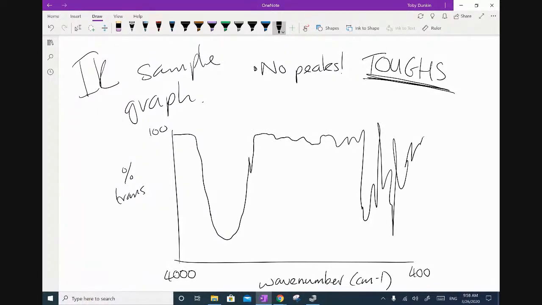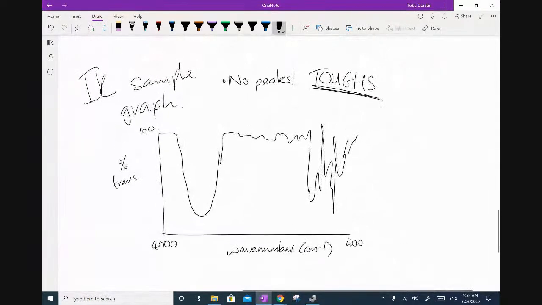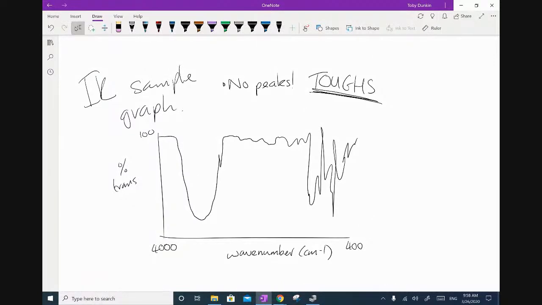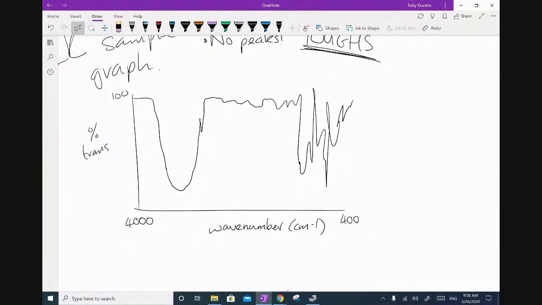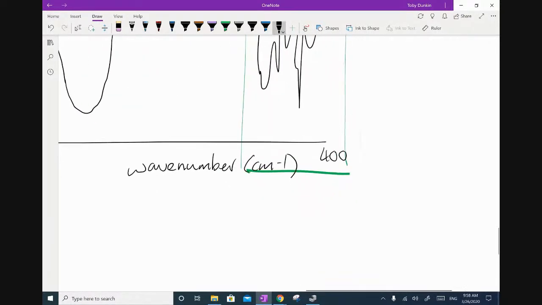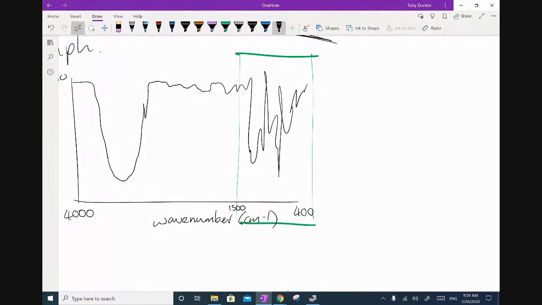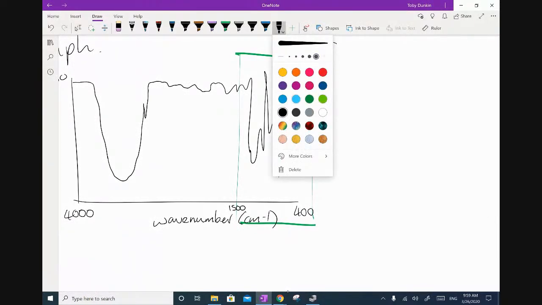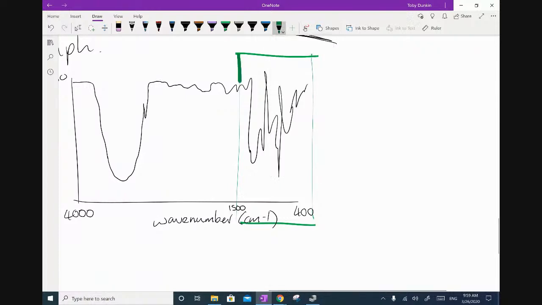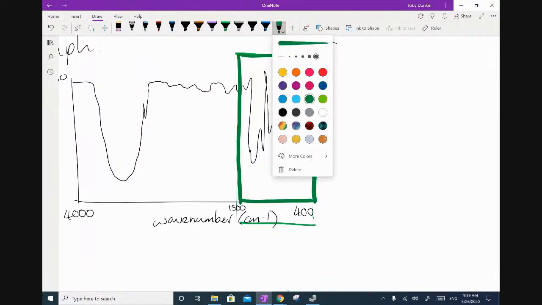And there you go. There's our sample. So we've now got a very odd graph at this stage because there appears to be two very distinct regions. The first region is this one, and just to give you a little more detail, that ends at 1500. This region here, 400 to 1500 wave numbers.